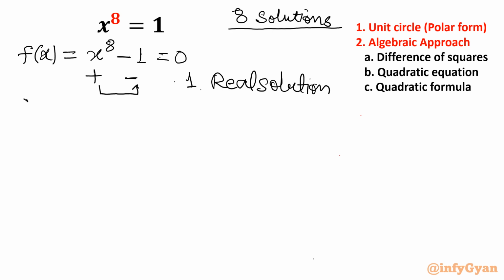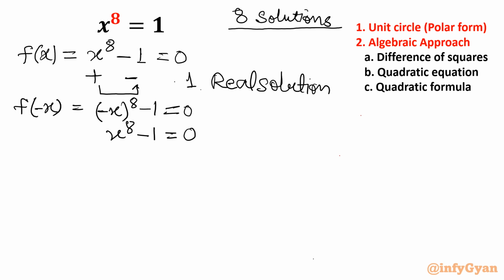Now I will find f of minus x. In place of x, I need to put minus x. If I do that, I will get the same equation because the power is even. So it will be again 0. Again we will check the sign. Again one sign change is there, so because of one sign change, one real root or one real solution.